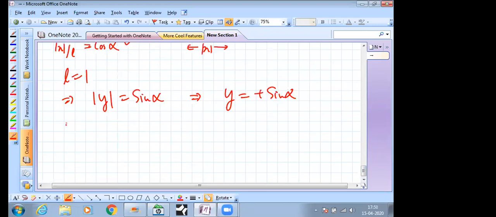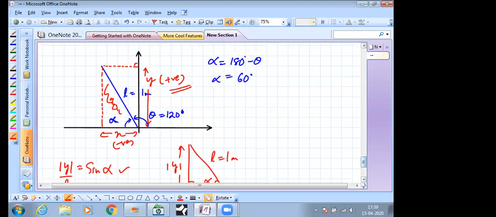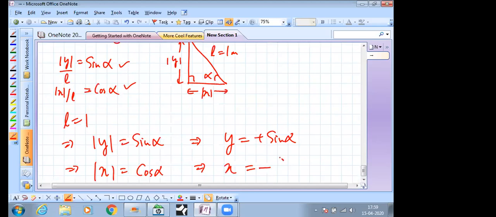Similarly, from the second equation, I know mod x was equal to cos alpha because L is equal to 1. So what will x become now? Now what about the algebraic sign of x? So for that you go back to this diagram here and you see that in this diagram, the algebraic sign of x is on the negative side. It's on the negative side of the origin. This is the x-axis, this is the y-axis. So it's on the x prime side. So I should replace the sign of x with a negative value and it's becoming minus cos alpha. So that is why we have that formula that cos of theta becomes minus cos alpha.